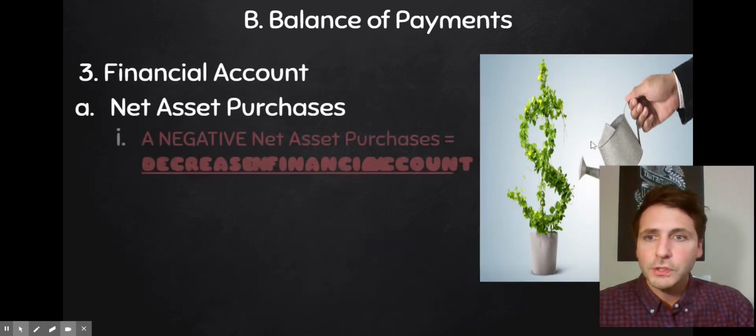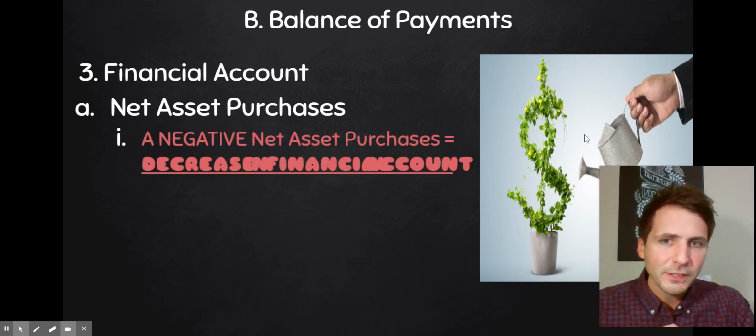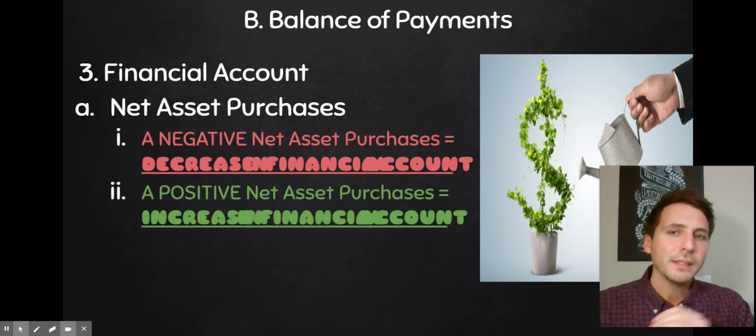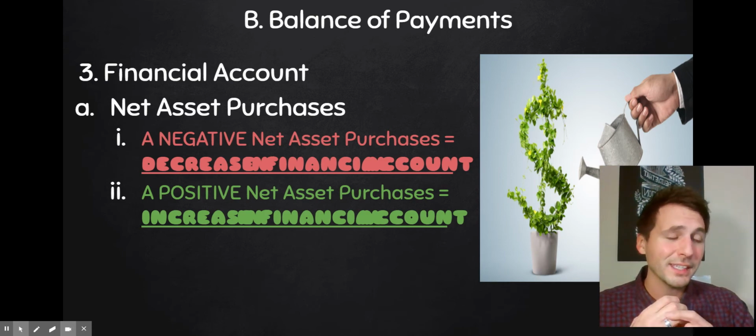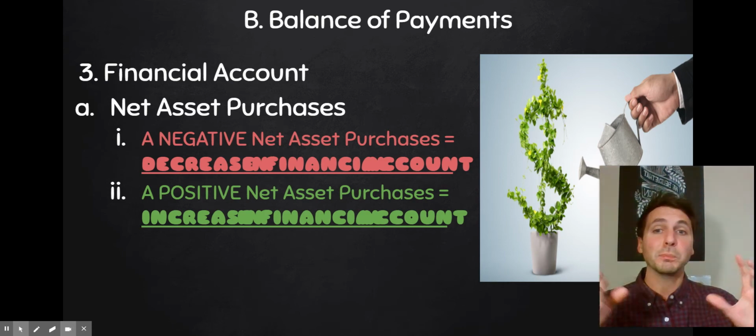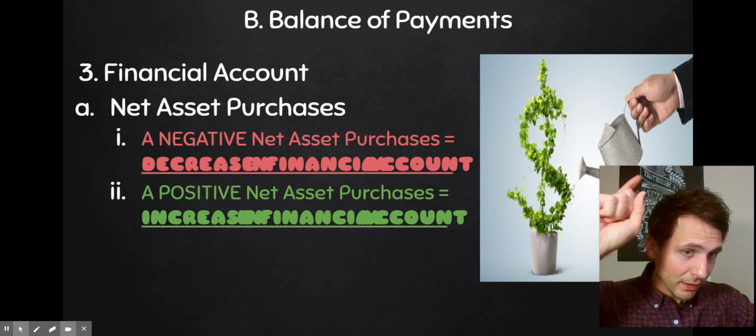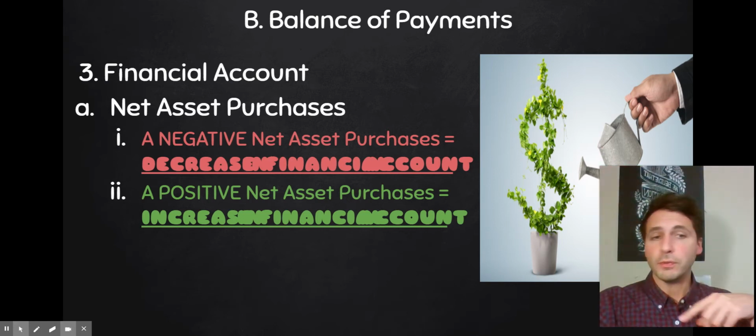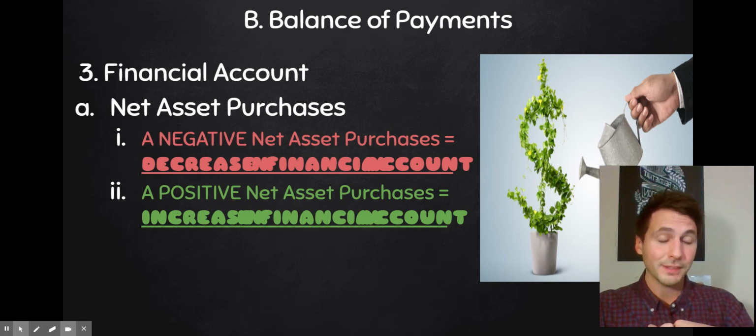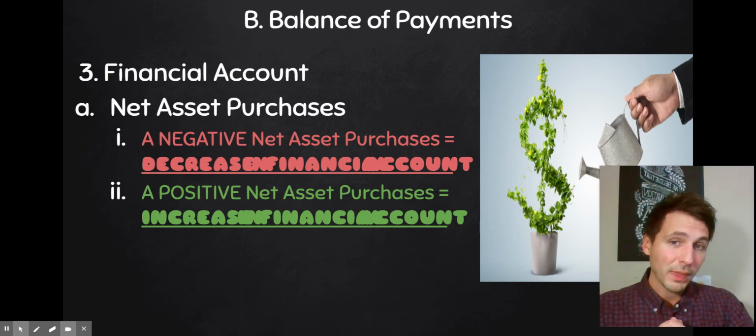Net asset purchases. A negative net asset purchase is going to be a decrease in the financial account, and a positive net asset purchase is going to be an increase in the financial account. All that to say, if I have more assets being purchased in the United States versus over there, if other nations are purchasing more United States assets, that's inflow, that's going to be positive, and that's going to be an increase in the financial account.